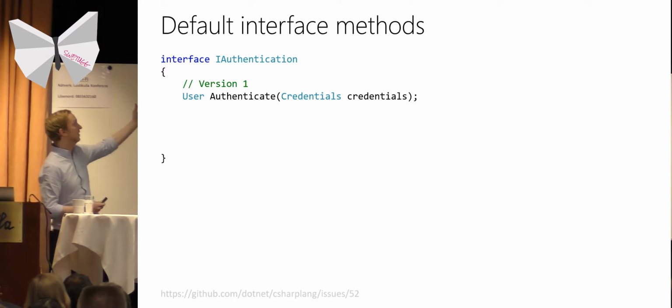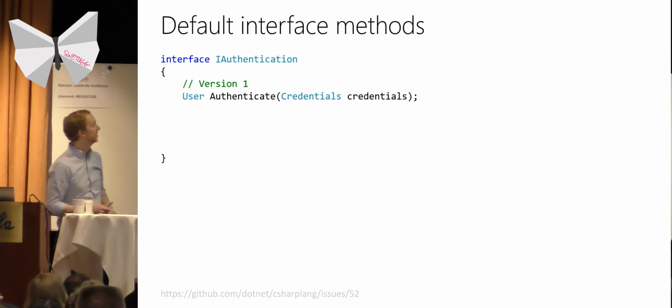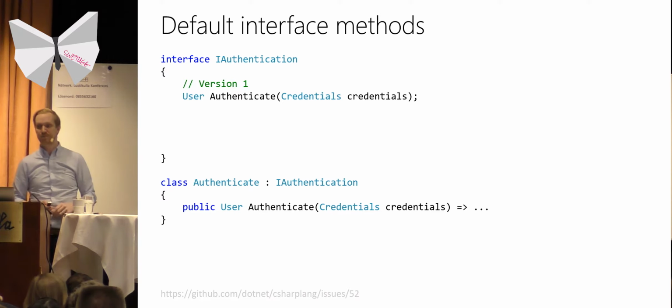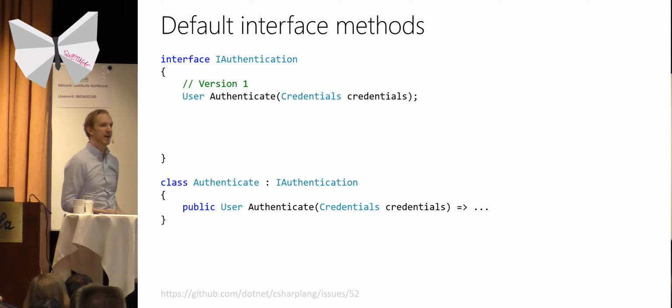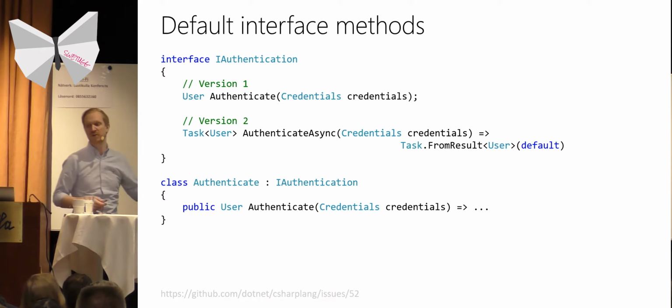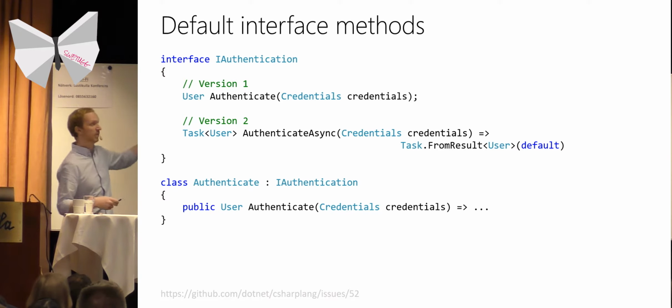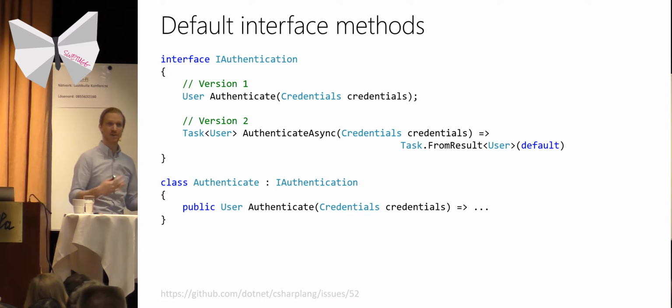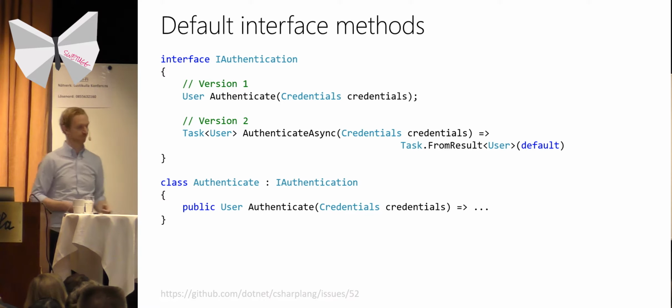So in this case here, I have this IAuthenticate interface, for instance, which only has a user authenticate method. My user goes ahead and downloads this project from NuGet, and then implements my IAuthenticate interface. Now, a few years later, when async got around, I also wanted to add the AuthenticateAsync method. This becomes a little bit problematic, because now, as my users download this with the previous version of C#, this would break my app, right? I wouldn't be able to update to the latest version without this breaking my application.